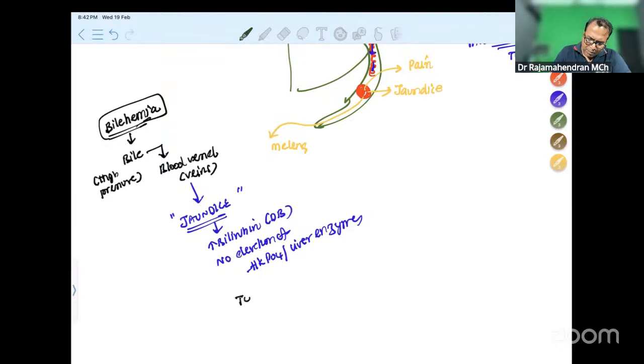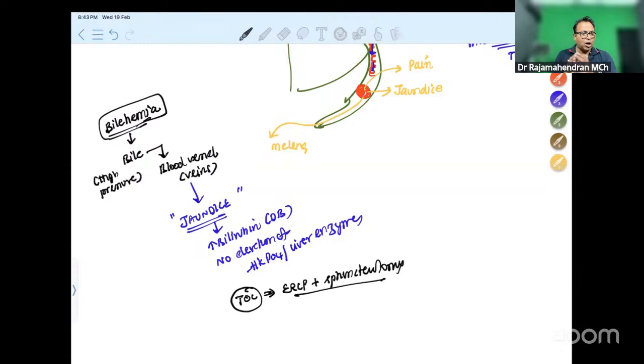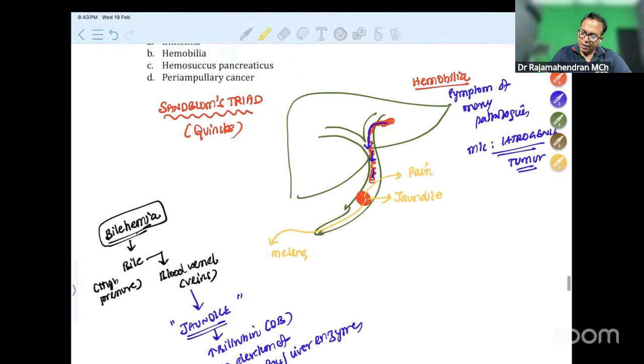So treatment of choice for bilhemia is very easy. Just do an ERCP plus sphincterotomy. The pressure decreases and the bile will not flow into the bloodstream. Very good. So that's bilhemia. Alkaline phosphatase will be normal. Only bilirubin will be elevated in bilhemia. Don't forget this point. That is a classical point of bilhemia. So bilhemia treatment of choice, ERCP and sphincterotomy. For hemobilia, treatment of choice, call the radiologist for an angioembolization. So both would have happened due to iatrogenic causes. So don't forget about hemobilia and bilhemia.